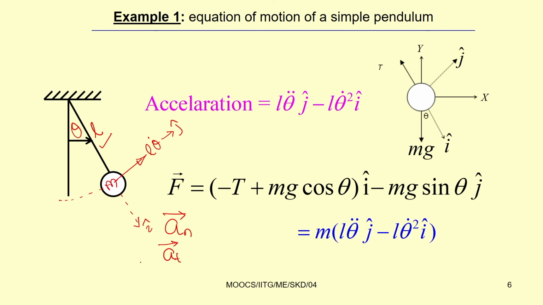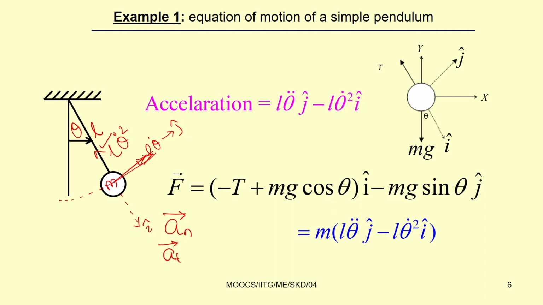The tangential component of acceleration will be tangent to this system, along this direction, and the normal component will be towards the center. The normal component is L theta dot square, and the tangential component is L theta double dot. So these two terms will be there.